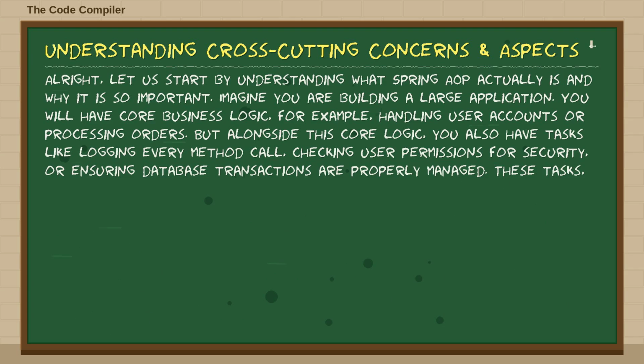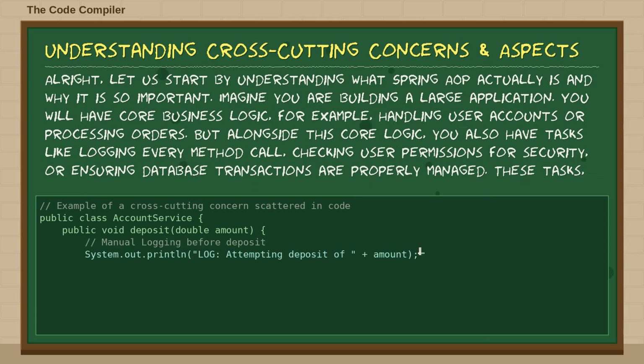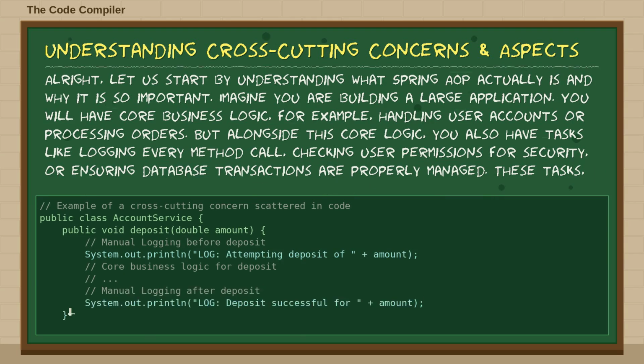These tasks, which are not part of your primary business logic, but are required across many different modules, are what we call cross-cutting concerns. Traditional object-oriented programming helps with modularity, but these concerns often cut across multiple objects, leading to duplicated code or scattering the logic. Spring AOP provides a way to modularize these cross-cutting concerns into reusable units called aspects, keeping your core business logic clean and focused. It improves modularity and maintainability significantly.